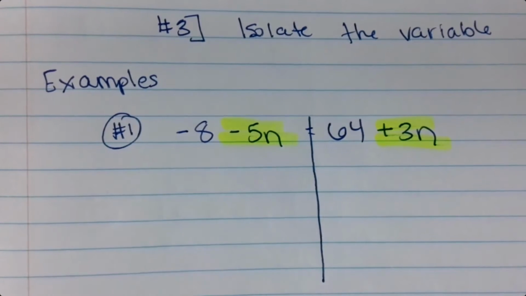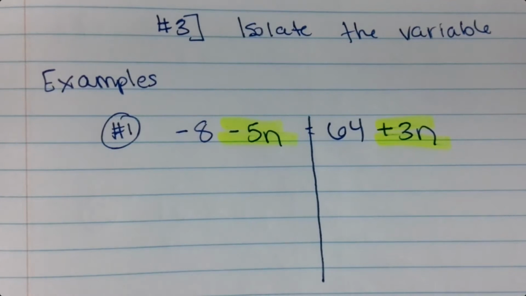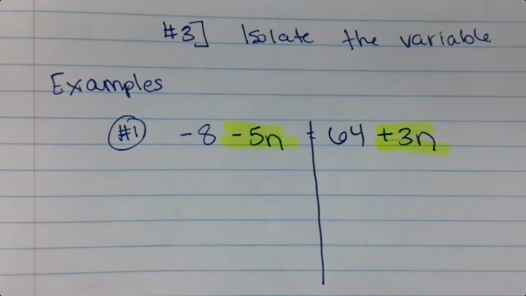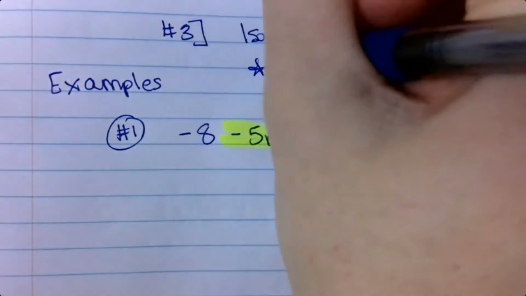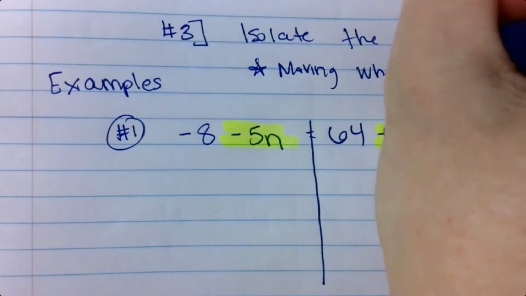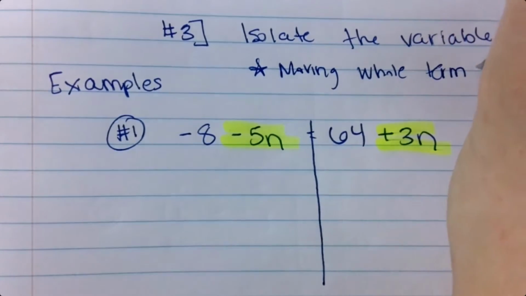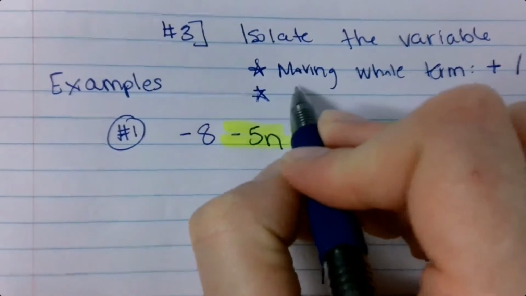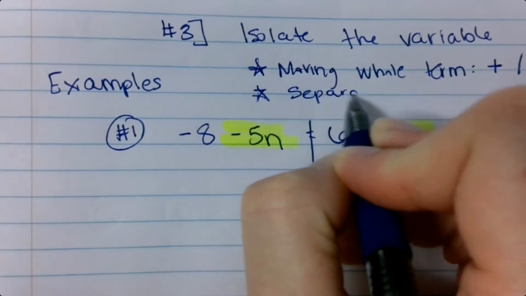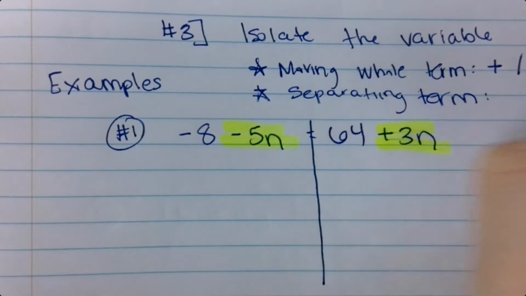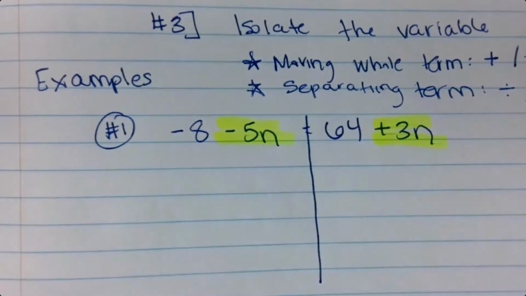So remember how last class, when we moved something, we either added or subtracted, all right? So remember, if you're moving the whole term, you are either adding or subtracting. If you're separating a term, you are either going to multiply or divide.